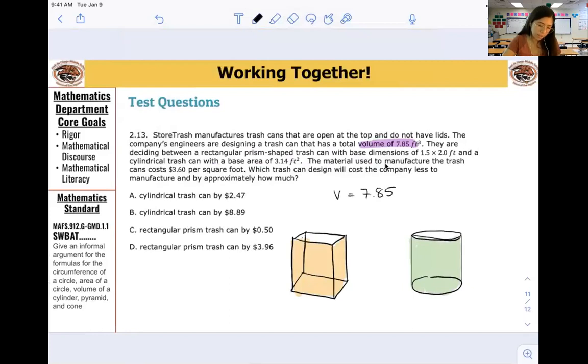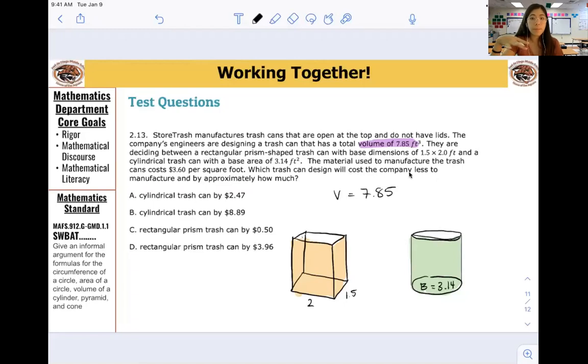And then they tell us some of the dimensions. The rectangular prism has base dimensions of 1.5 by 2. And the cylindrical one has a base area of 3.14. The material used to manufacture the trash cans costs $3.60 per square foot. Okay, and then they're asking which one's going to be cheaper.